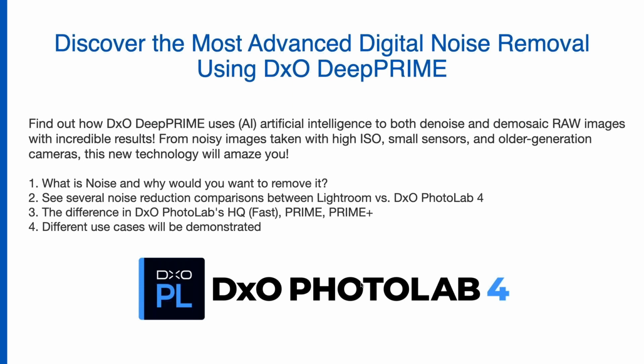We're also going to talk about within PhotoLab the difference between the HQ/fast noise reduction, the prime noise reduction, which is what we've always had before, and then of course the new DeepPRIME. And in the case of doing that, we're going to talk about different types of photos, different use cases for it. Let's talk about noise, but to first talk about noise, I think it's helpful to talk about grain.